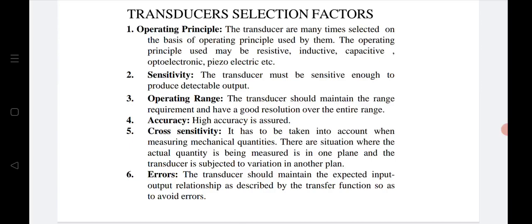The next factor is accuracy. It should assure high accuracy. The next factor is cross sensitivity. Cross sensitivity has to be taken into account when measuring mechanical quantities. There are situations where the actual quantity being measured is in one plane and the transducer is subjected to variation in another plane. Cross sensitivity mainly comes into the picture when I am measuring mechanical quantities.